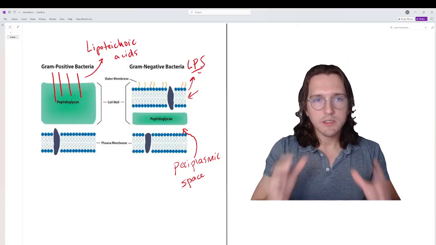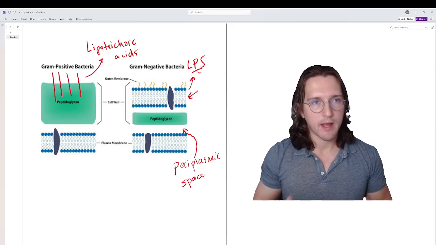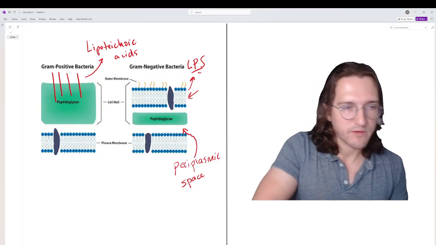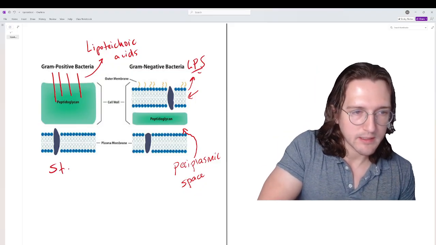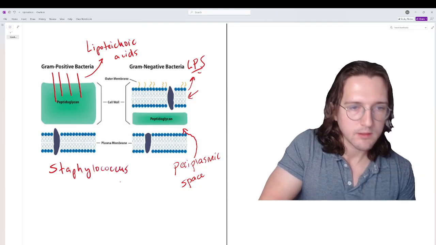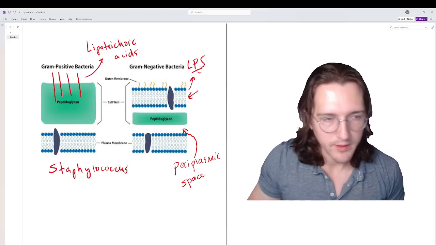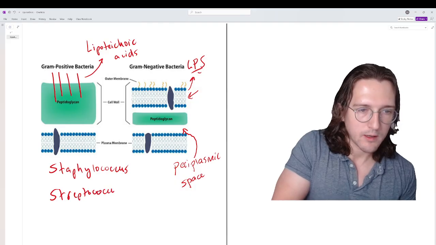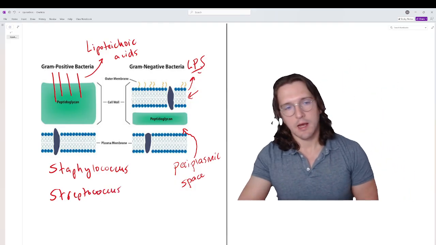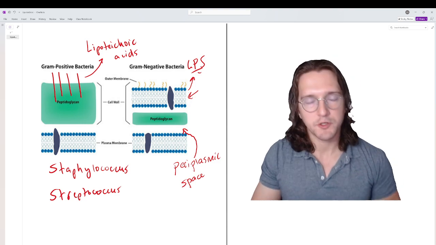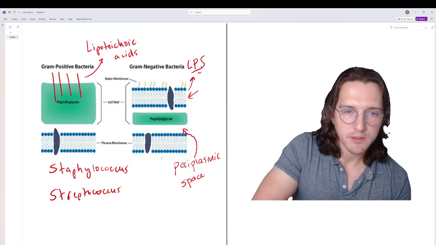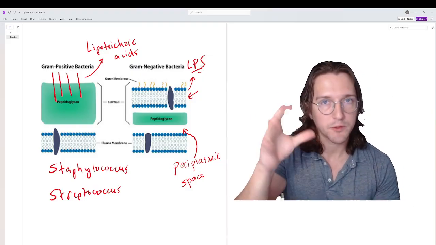So what are some major examples that you might hear about of gram-positive and gram-negative bacteria? Well, two major groups of gram-positive bacteria are going to be the Staphylococcus, like Staphylococcus aureus, and then there's also Streptococcus, like Streptococcus pyogenes, which is a major cause of sore throat, for instance, all right? Now, gram-negative bacteria, there's many more, of course, than gram-positive, but those are two major groups.